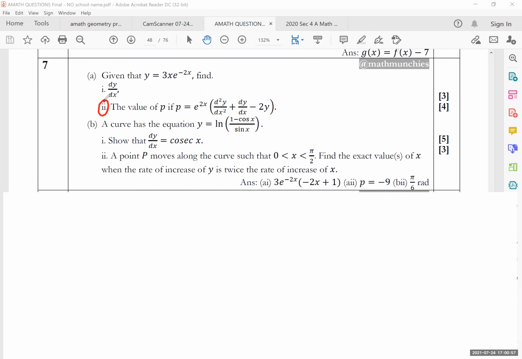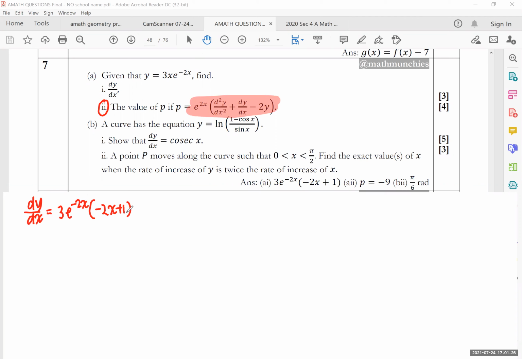Now for A part 2, they ask you to find the value of P. So if you want to find the value of P, they tell you that P is equal to a long expression. So this is a handful. It means that first you need to find a few things. You need to first find your dy/dx. Have you all found your dy/dx? From part 1, it is 3e^(-2x)(-2x + 1).